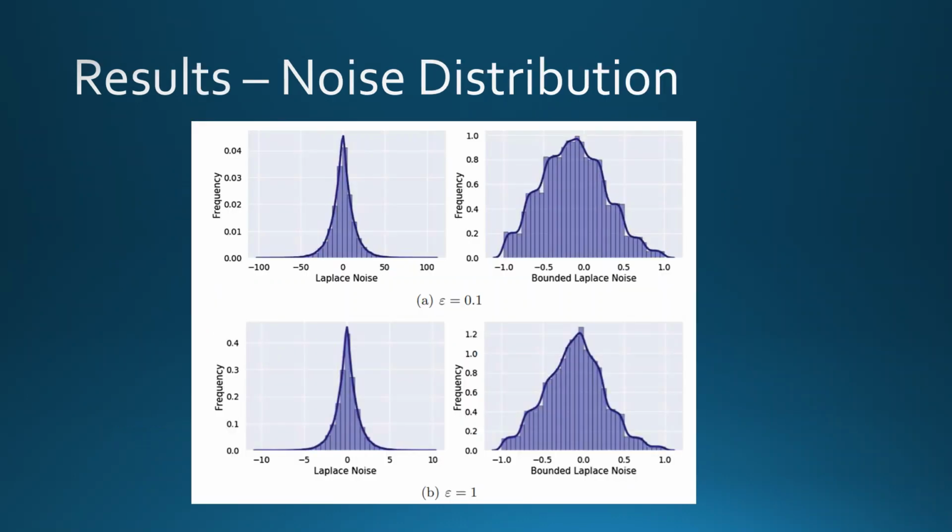So the first result, this diagram, I just wanted to point out how the bounded Laplace mechanism differs from the traditional Laplace mechanism. As you can see, the noise drawn from the Laplace mechanism approximates a Laplace distribution, whereas the noise generated from the bounded Laplace mechanism does not approximate a Laplace distribution. Instead, it can be represented as a continuous distribution, which also can be represented using a mixture of Gaussians.